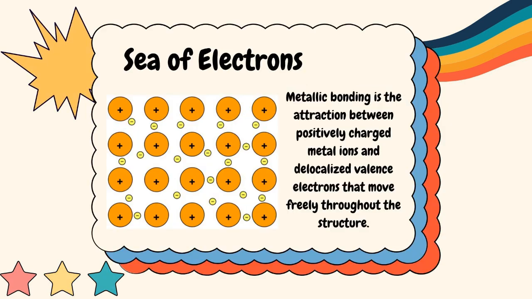As stated on the definition slide of a metal, all metals have attraction between positively charged metal ions and delocalized valence electrons that move freely through the structure. This is often referred to as a sea of electrons.